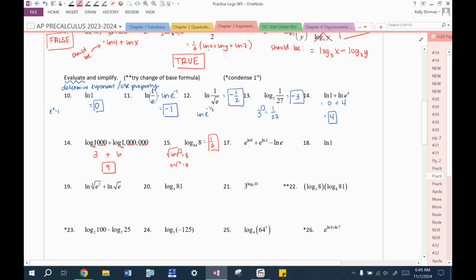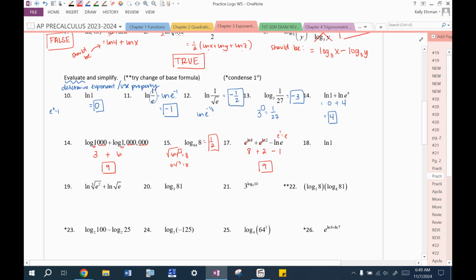Okay, we've got properties in these terms. E to the natural log of 8 cancels out to 8. E to the natural log of 2 cancels out to 2. Minus the natural log of e, that's minus 1, right? Because this is saying e to the what equals e to the first. The answer is 1. 8 plus 2 is 10. Minus 1 is 9.